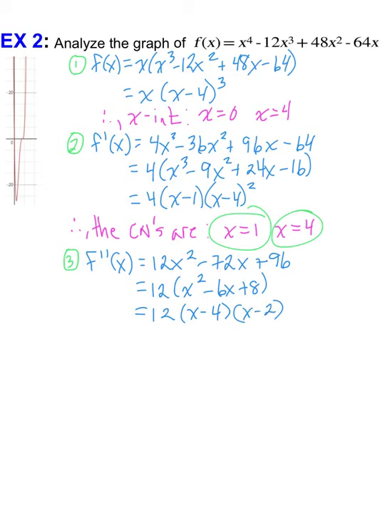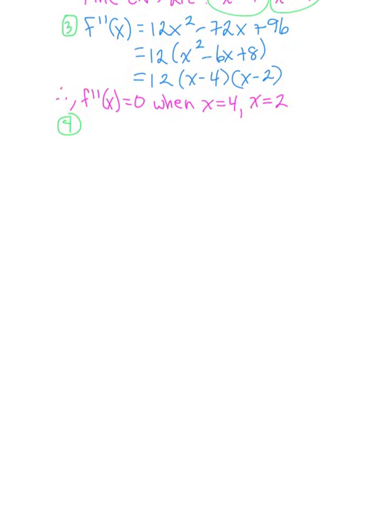And remember, the second derivative gives us our possible points of inflection. So therefore, f double prime of x is equal to 0 when x equals 4 and x equals 2. And you could put there in parentheses possible points of inflection. So at this point, we've gathered everything that we need to do that whole big table. We're going to gather all of our information. So you need some room.